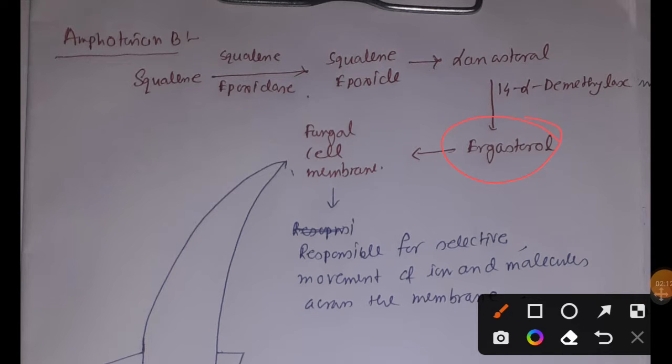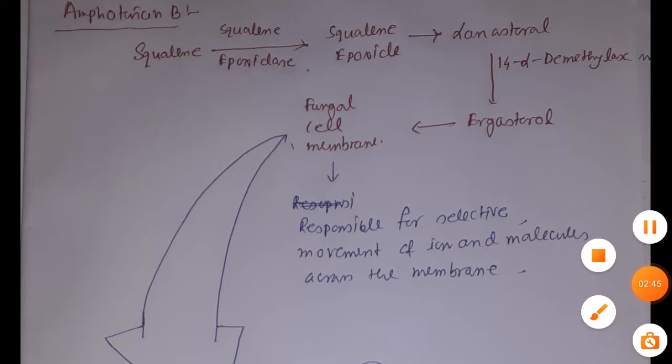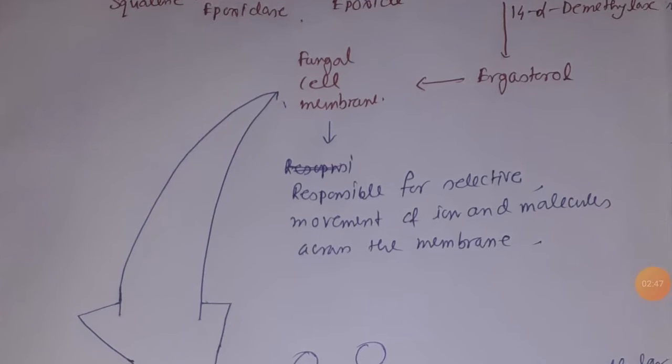It all starts with squalene. From squalene, via squalene epoxidase, we get squalene epoxide. From squalene epoxide we get lanosterol. From lanosterol, via 14 alpha demethylase, we get ergosterol, and ergosterol in turn produces the fungal cell membrane. You can remember this and mention it during your exam for better marks.